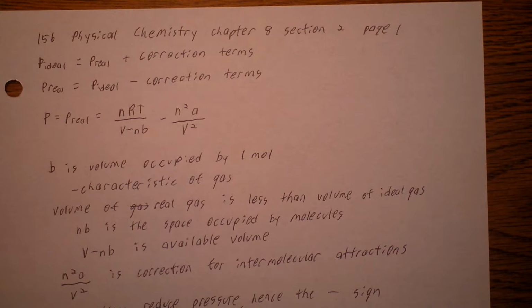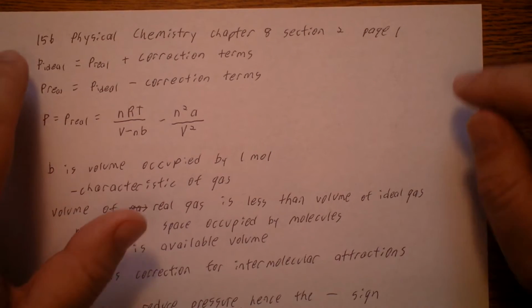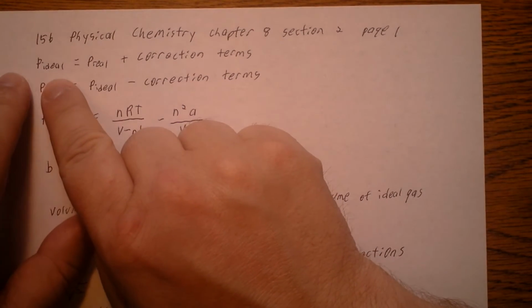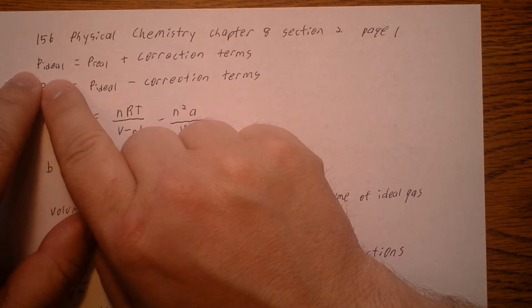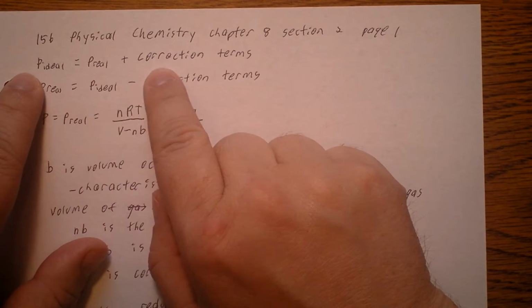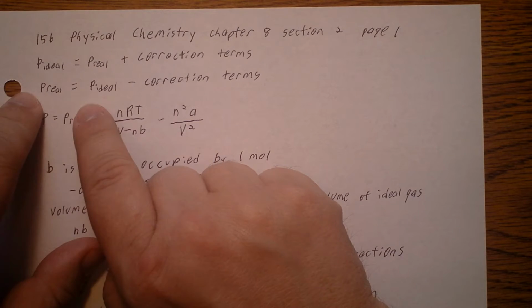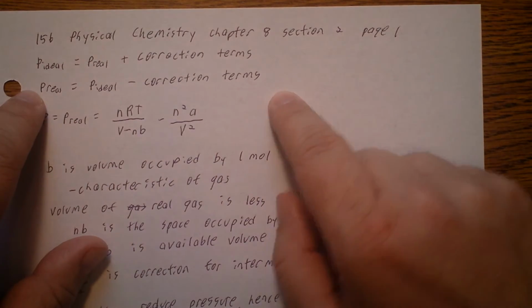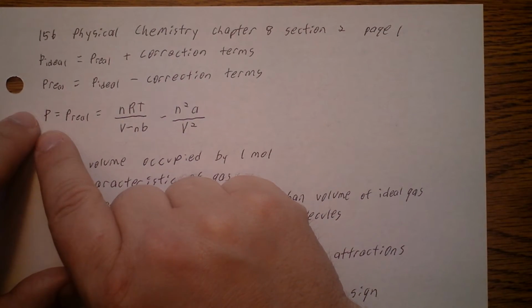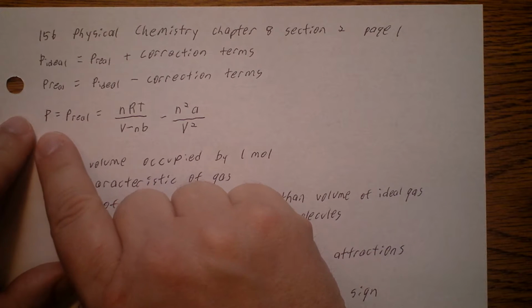Continuing on physical chemistry, chapter 8, we're beginning section 2 now. So let's say we want to talk about the pressure of an ideal gas. So we say that it's equal to the pressure of a real gas plus correction terms. Or we could say the pressure of a real gas is equal to the ideal pressure minus correction terms. So let's just say from now on, P is the real gas.